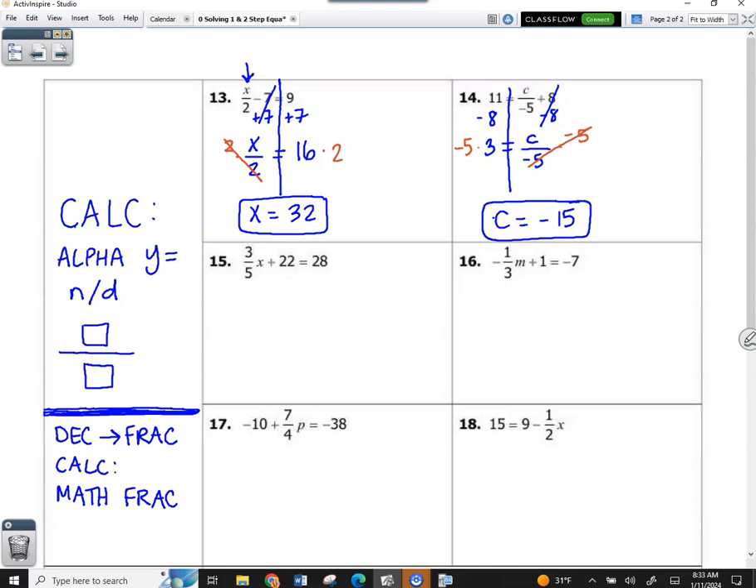All right, let's look at 15. We're getting x by itself right here. We need to move, as we've talked before, that all addition and subtraction stuff has to go first. So I'm going to subtract 22. That leaves me with 3/5 x equals, and I get 6.